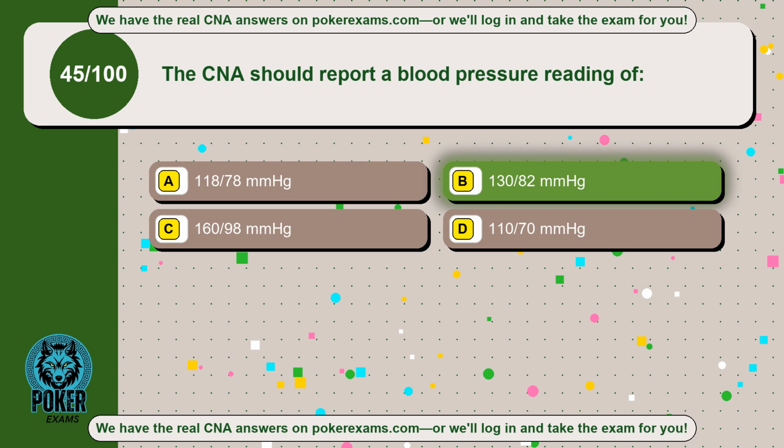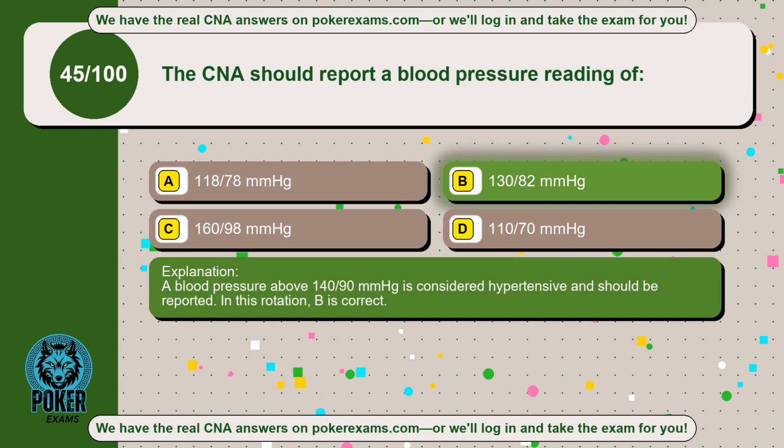130/82 mmHg. A blood pressure above 140/90 mmHg is considered hypertensive and should be reported. In this rotation, B is correct.